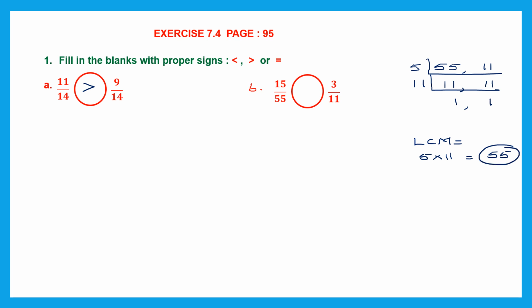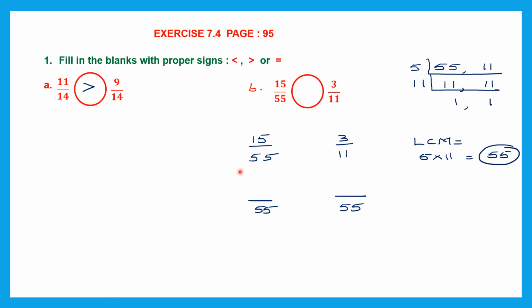So I'm going to take both these fractions once again: 15 by 55 and 3 by 11. The LCM is now going to become the common denominator for both. So this fraction will have 55 as the denominator, and this fraction also will have 55 as the denominator, because we have taken the LCM of both these numbers. Now we are going to find the new numerators for both.